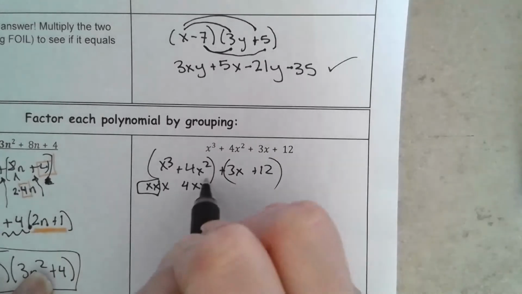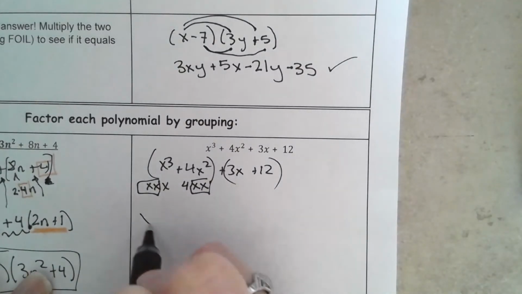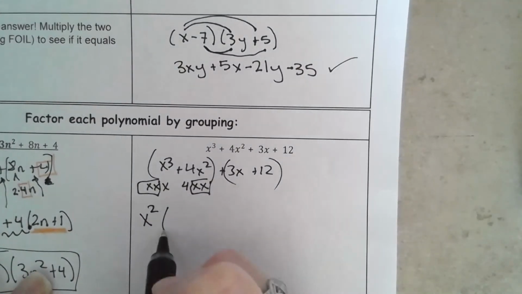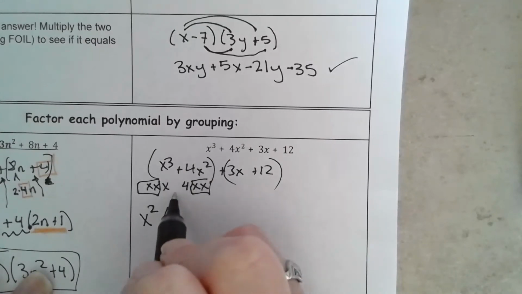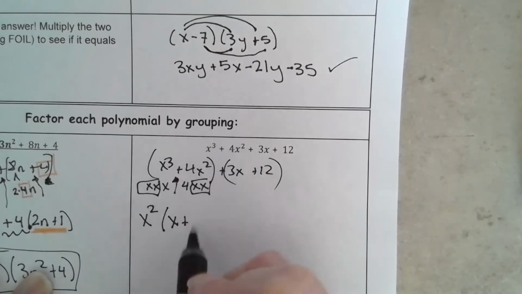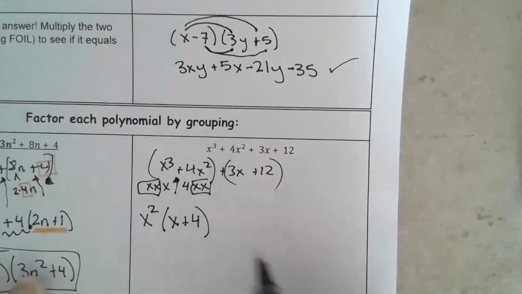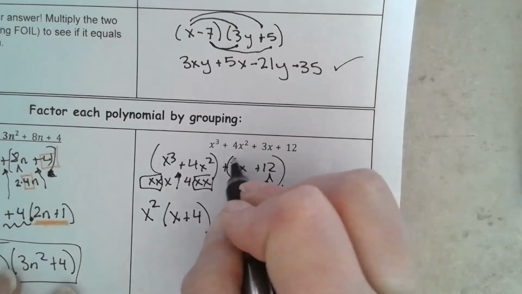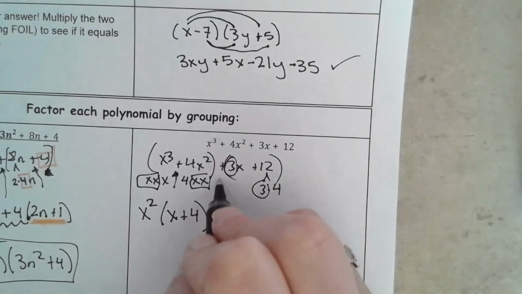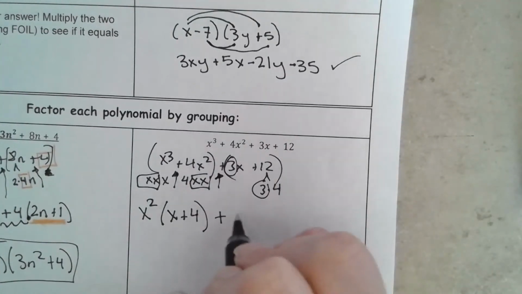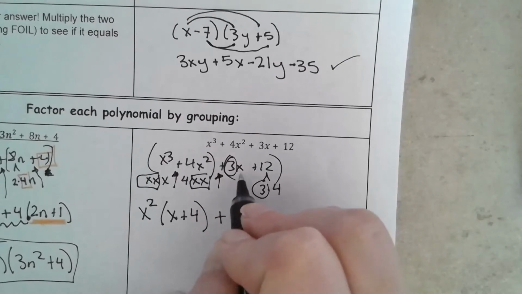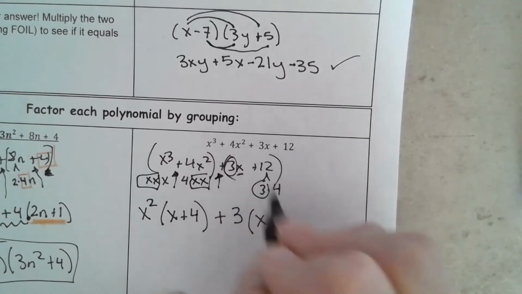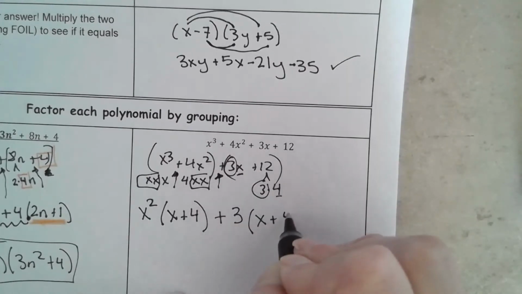We have 2 x's and 2 x's. So 2 x's, or x squared, comes out. I'm left with 1x, a plus, and then a 4. Okay, 12 is 3 times 4, so I've got 3's in common. Okay, right here is a plus, so plus, a 3 comes out. I'm left with an x, plus, and a 4.